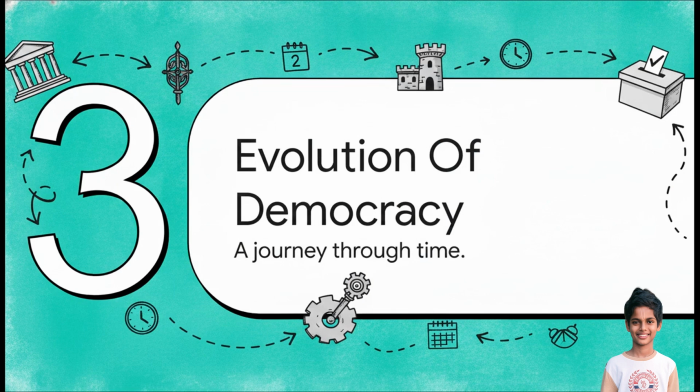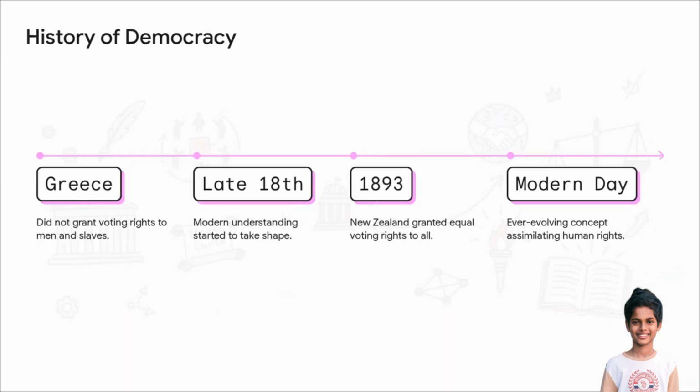We're taking a quick journey through time. So, democracy wasn't just magically invented perfectly overnight. Let's walk through these historical milestones. First stop is ancient Greece. Now, while they introduced the idea, it was actually heavily flawed. They didn't grant voting rights to all men and certainly not to slaves. Fast forward way ahead to the late 18th century, and the modern understanding of democracy finally started to take shape. But the real game changer?